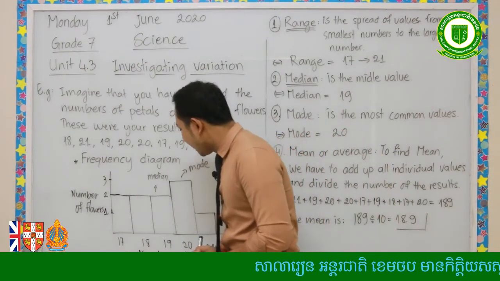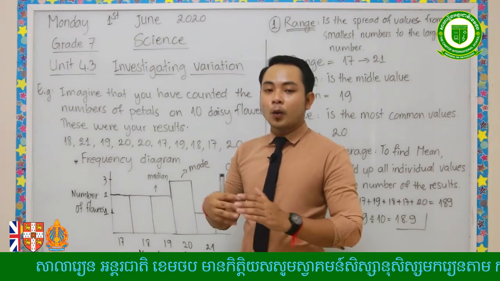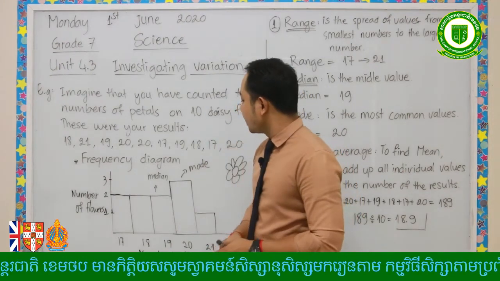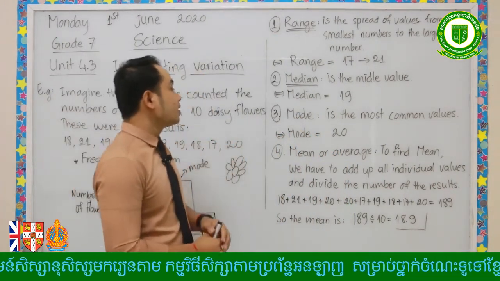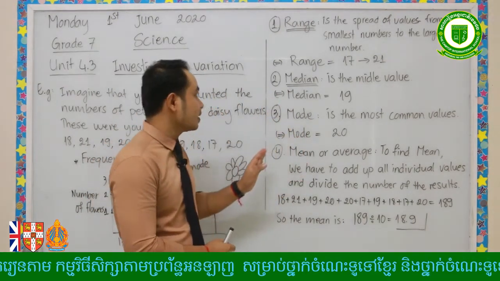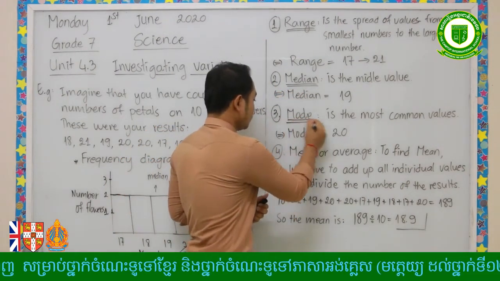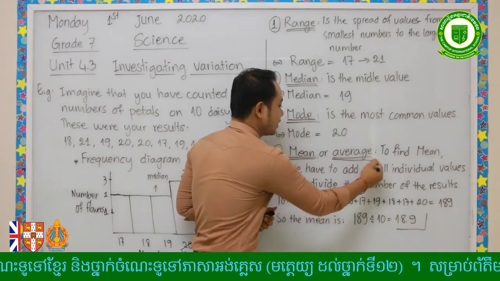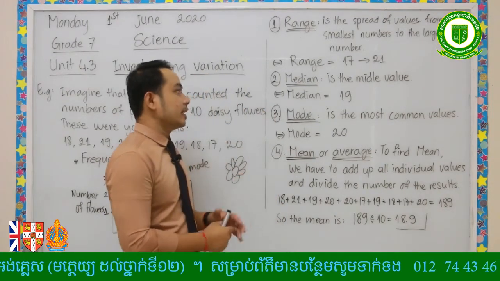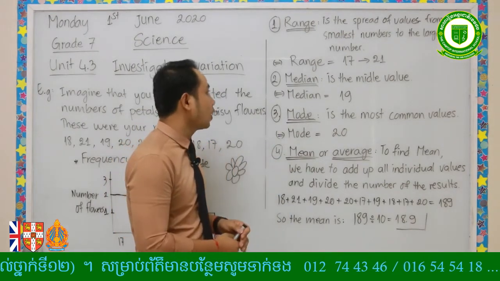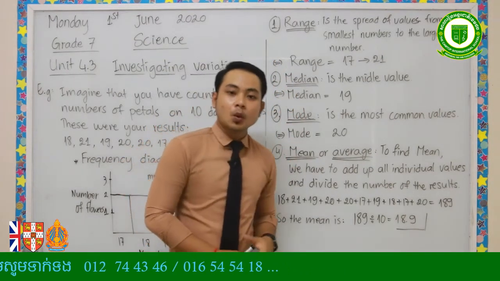Now we are going to know some keywords in case you are required to calculate the median and mode. Let's take a look at these first. We are going to learn some key terms in our science book right here: range, median, mode, mean or average. These are what we are going to find out. In the exercise, you will try to find all these 4 things.